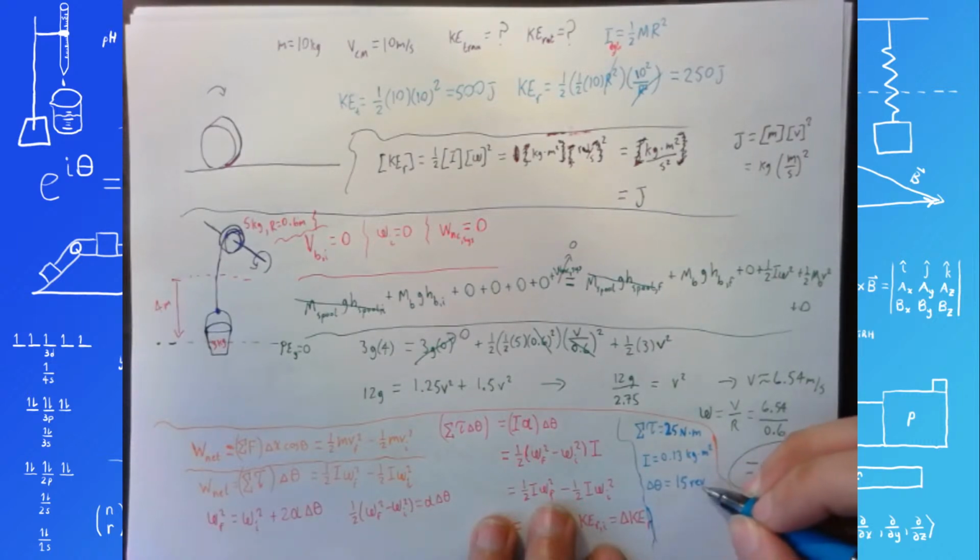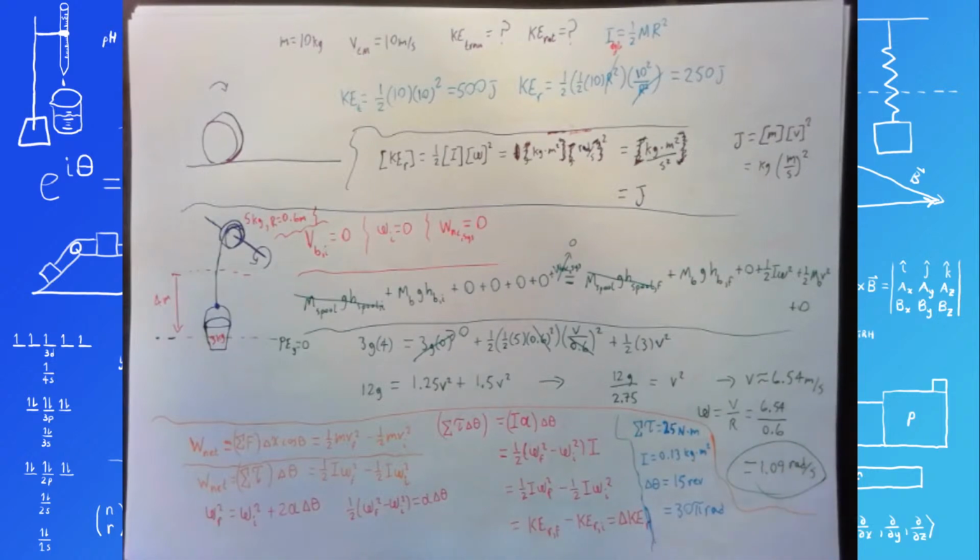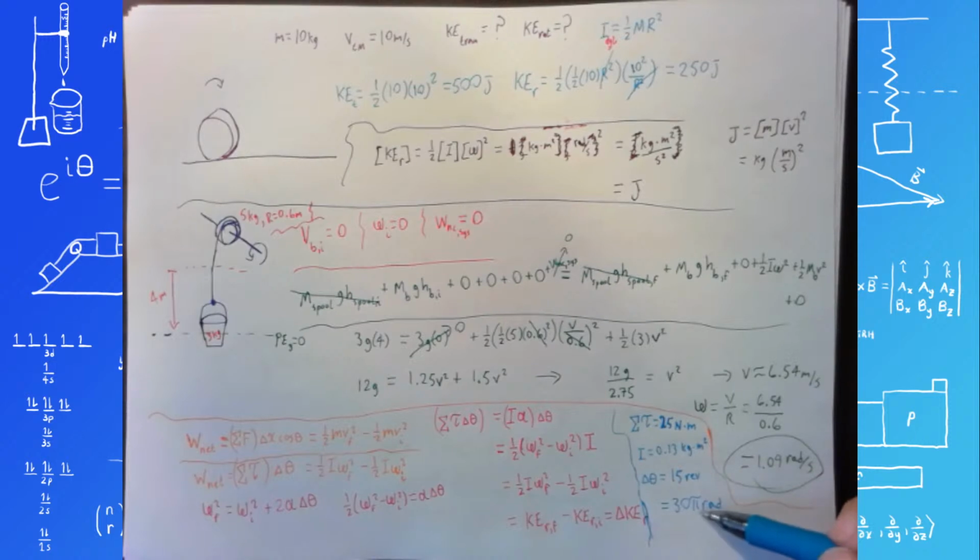15 revs. 1 revolution is 2 pi radians. So just multiply by 2 pi radians over 1 rev, and you get 30 pi radians. And from there, we can just do 25 times 30 pi equals, let's see, was it initially at rest?